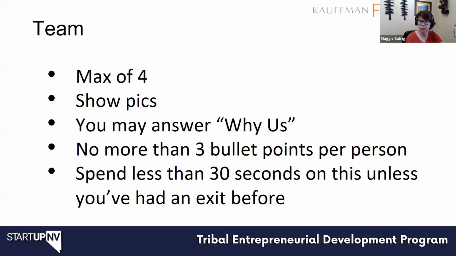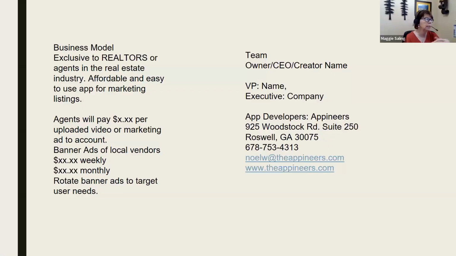So here we have a poor example. This person is combining the business model and the team on the same slide. Remember, that's a no-no. We want one idea per slide. And so this person was selling to realtors, and it's supposed to be an app for marketing their listings. And they had the pricing here. So that is part of the business model.